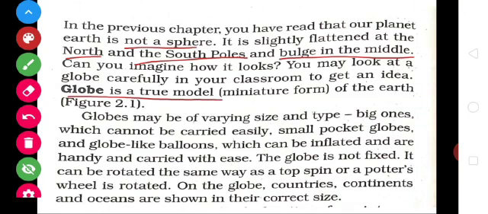A globe is a true miniature model of the earth. Globes may be of varying size and type. Big ones cannot be carried easily, but small pocket globes and globe-like balloons, which can be inflated, are handy and can be carried easily everywhere.